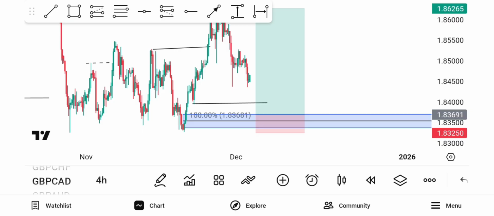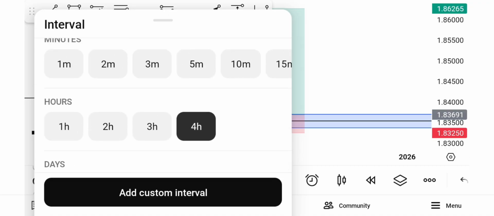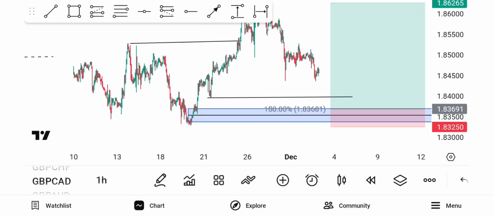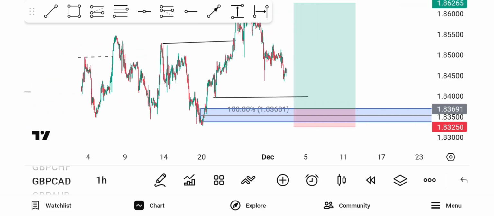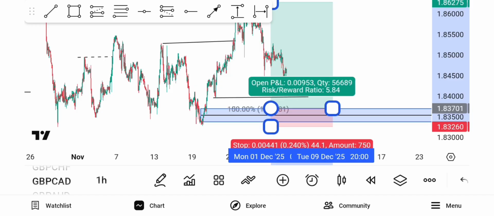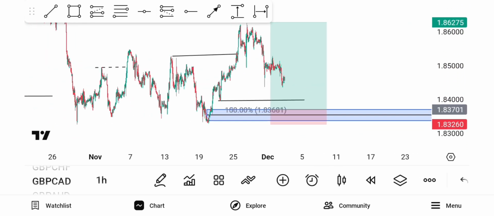So we are currently on the 4-hour time frame. You can also scale down to the 1-hour time frame, because the more you scale down, the more clearly you see the movement of the market. So this is the 1-hour time frame. On the 1-hour time frame, this is my inducement.